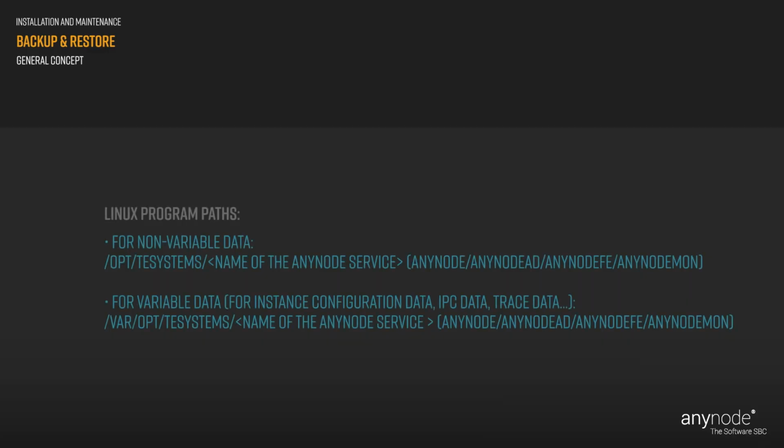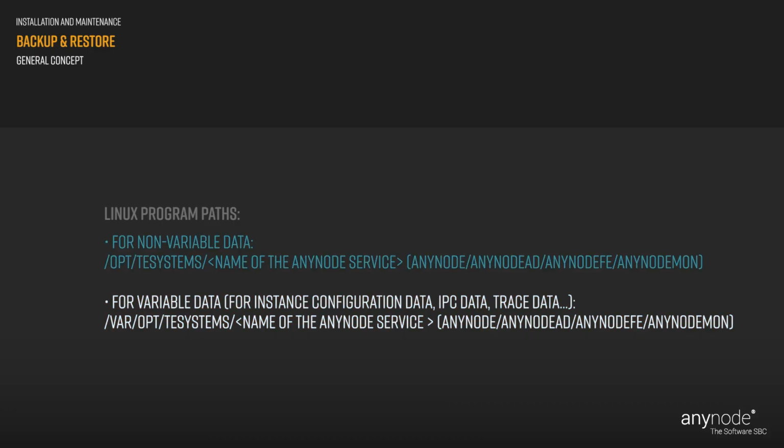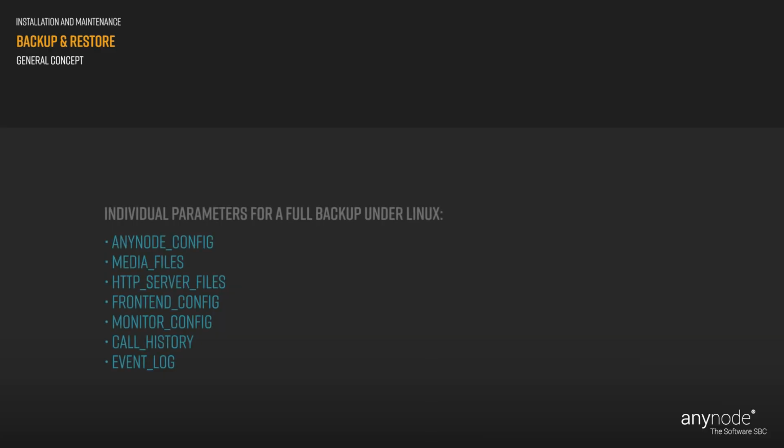In Linux, the following program paths are utilized. For non-variable data. For variable data, for instance configuration data, IPC data, trace data. The individual parameters for a full backup under Linux are as follows.